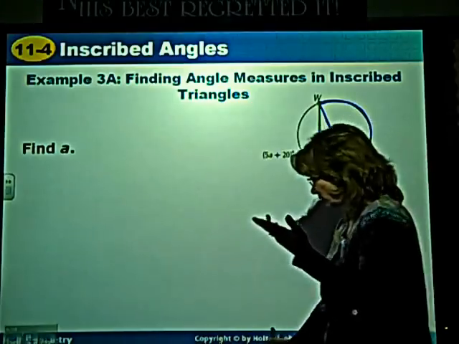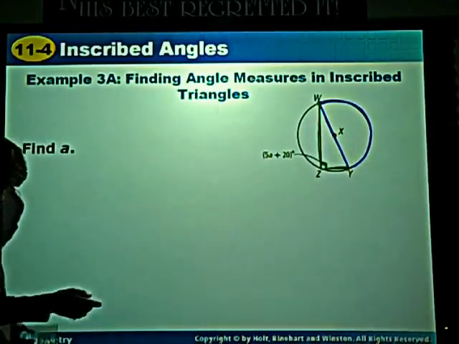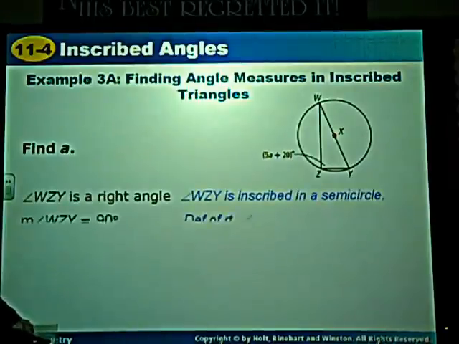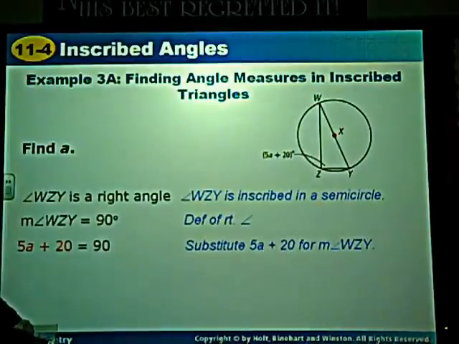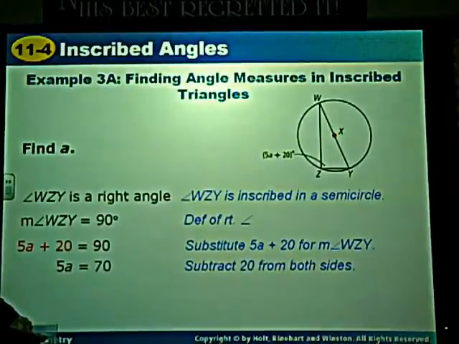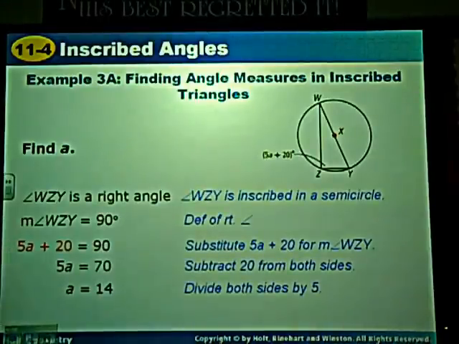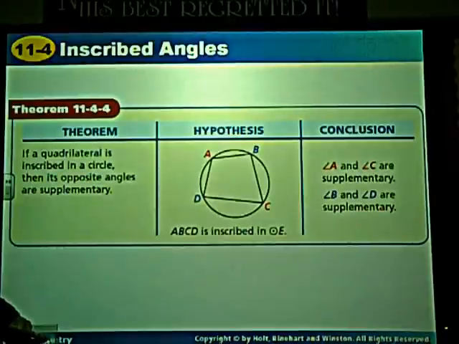So to find A, you just set 5A plus 20 equal to 90. Take away 20, divide by 5, and you know what A is, okay? Just following your algebra down. So just be aware of that little corollary on there.